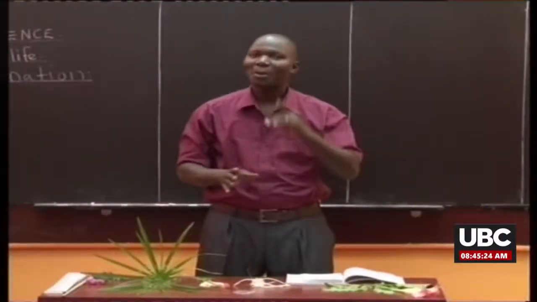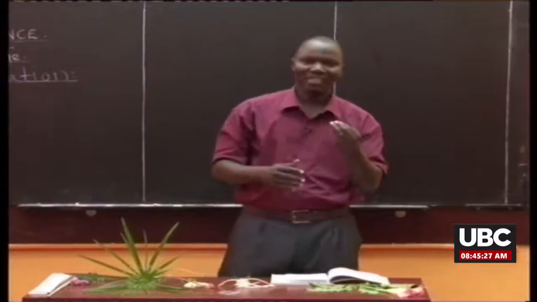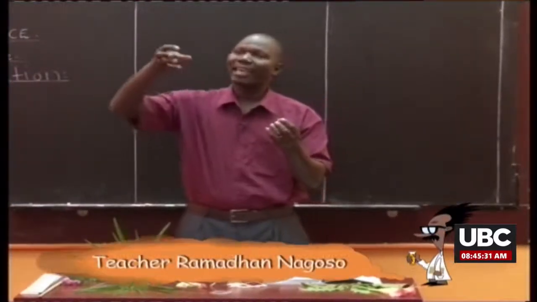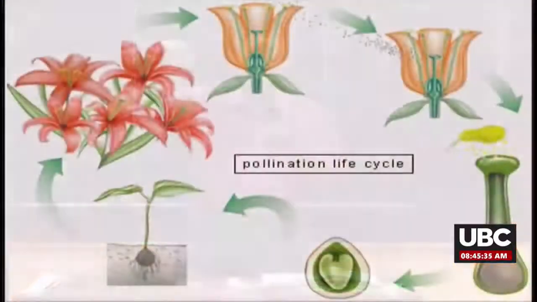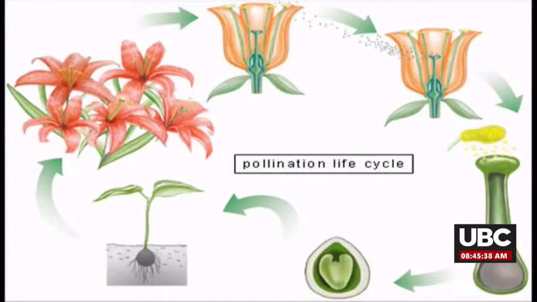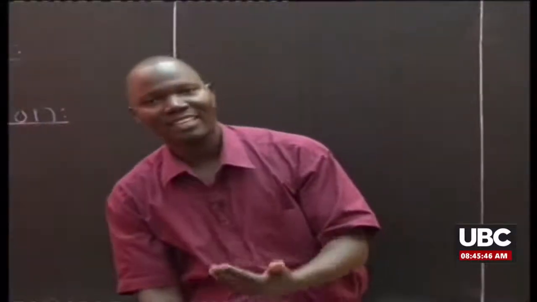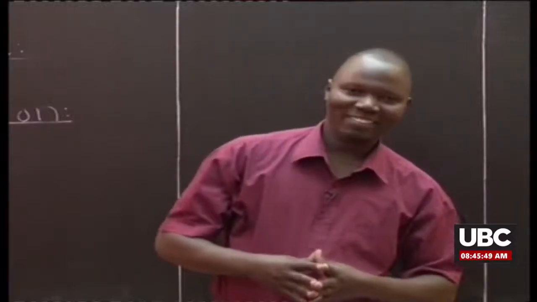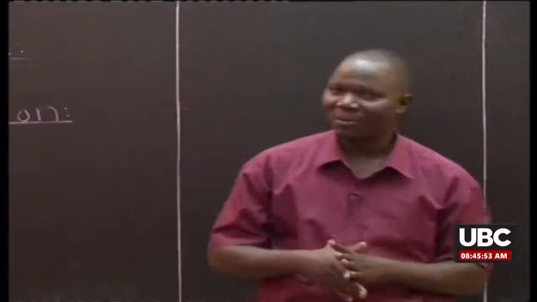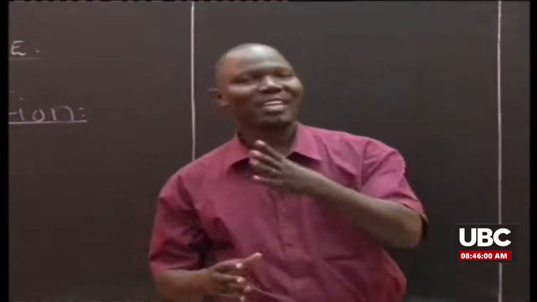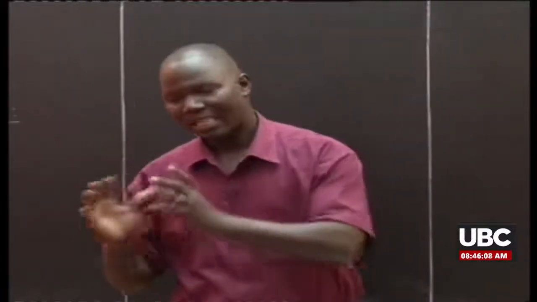Back from that short break, children, before you went for the break, we had seen that pollen produced in the anthers has to be transferred to the stigma. And once that happens, we say pollination has taken place. So, if you went home and mommy asked you, what is pollination? I do hope you'll be able to tell mommy, you'll be able to tell your brother, that pollination is the transfer, the moving of pollen from the anthers to the stigma.